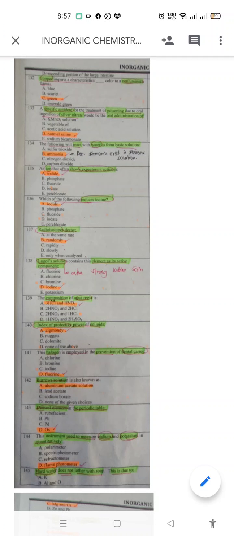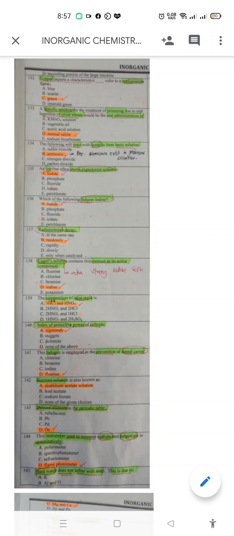For sodium, it imparts persistent golden yellow, and for potassium, they are purple in non-luminous flame, purple or violet.